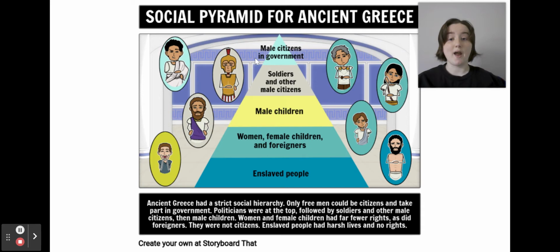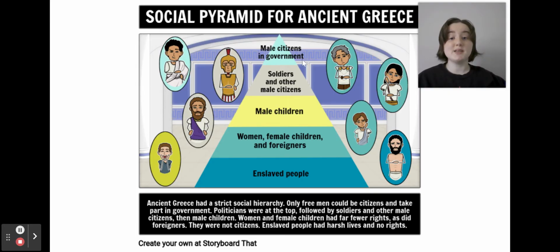So we see this social hierarchy. Up at the very top are male citizens in government. These are politicians. These are people who have worked towards being in the government, and that's their job. So the very, very top, it's not the gods, it's not the king, it's male citizens in government. But at the same time, that would be at the same rank as king, because remember, we had things like democracy in ancient Greece. So all of these government types are pretty much the same according to the social hierarchy.